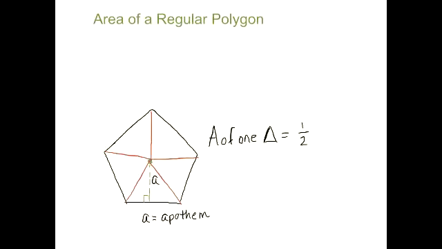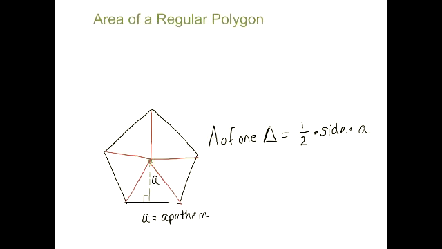So if we talk about the area of one of those triangles, we're going to get 1/2 base times height. Well, in this case, the base is the side length of the pentagon, and the height of this triangle is the apothem. So once again, the area of this triangle is 1/2 base, which is a side length of the whole pentagon, and height, which is the apothem.